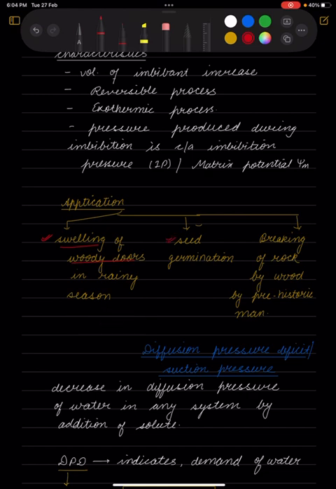Another one is seed germination, and another one is the breaking of rock by wood by prehistoric men. If they wanted to break any rock, they used to put wood inside that rock, and this wood will absorb water from the rock. So imbibition will take place here, and there will be cracks in the rock, so the rock will be broken down. It is a very good example. So it is basically an application of why we are studying imbibition.